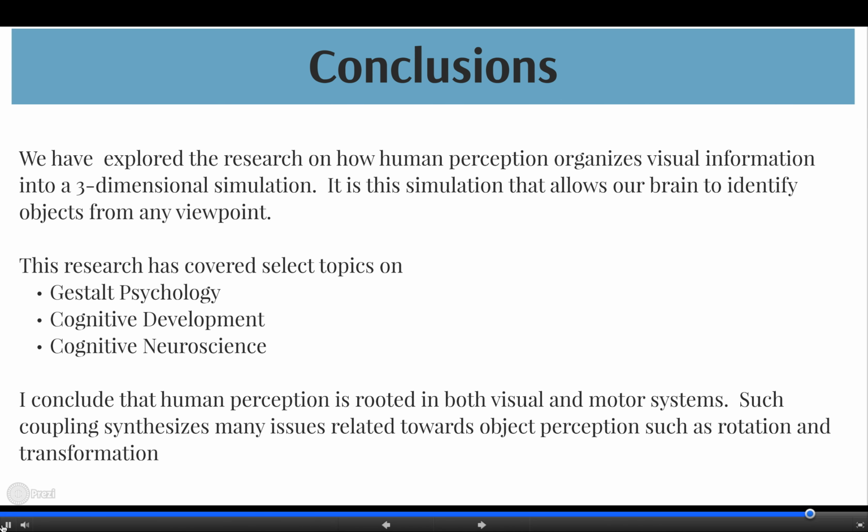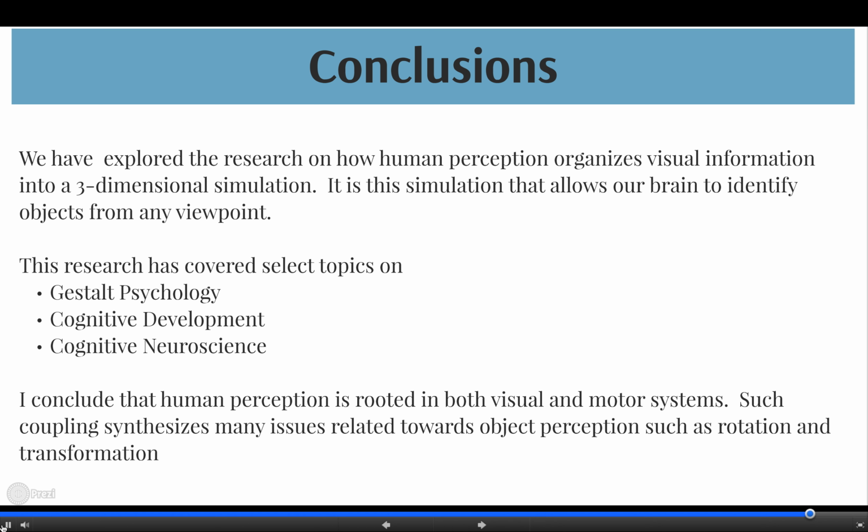In conclusion, we have explored the research on how human perception organizes visual information into a three-dimensional simulation. It is this simulation that allows our brain to identify objects from any viewpoint. To recap, you had an opportunity to explore object identification. Specifically, we have examined research from Gestalt psychology, cognitive development, and cognitive neuroscience. My conclusion is that human object identification operates at a higher cognitive level than both visual and motor systems.